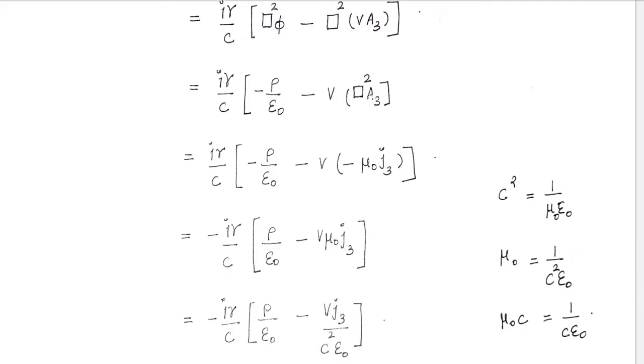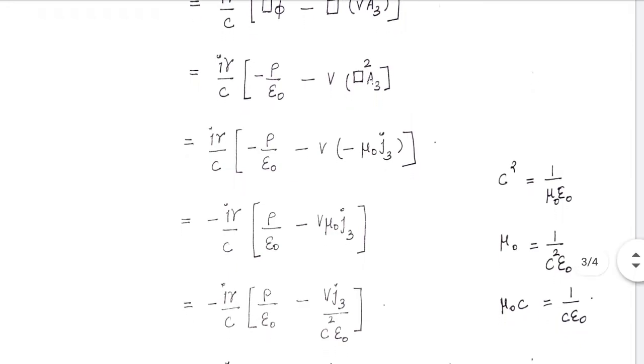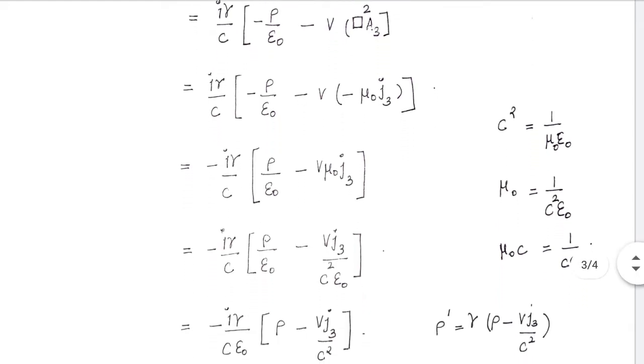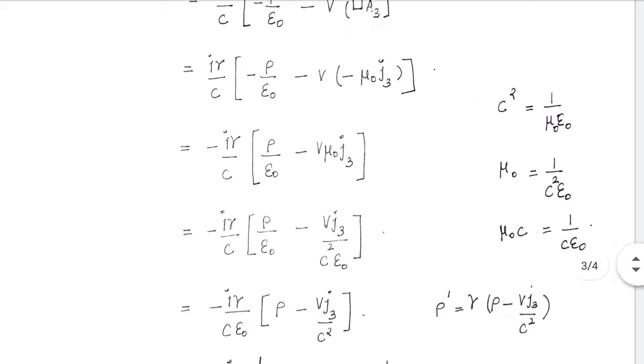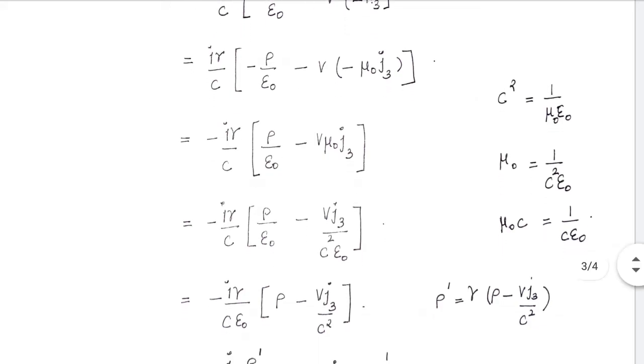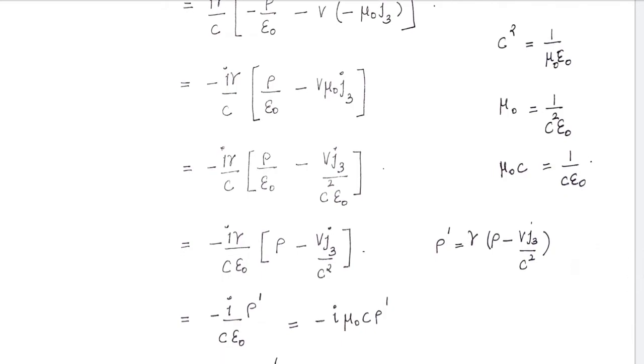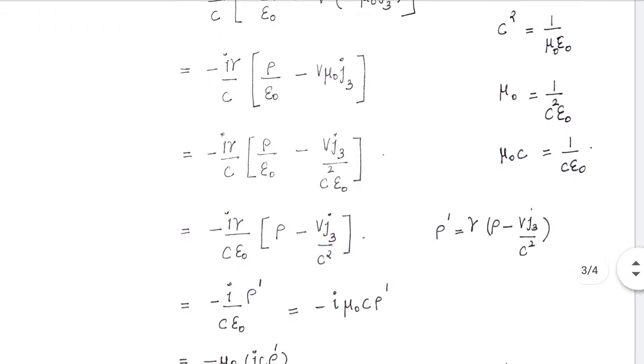Now we know c square is equal to 1 by mu naught epsilon naught, so I want to replace mu naught. So mu naught is equal to 1 by c square epsilon naught in the second term. So we can see epsilon naught is present in both the terms and we are taking it outside. So minus i gamma by c epsilon naught into rho minus v j3 by c square. And rho minus v j3 by c square is nothing but the fourth current density transformation equation. So we can easily replace it by rho prime. So we got minus i rho prime by c epsilon naught.